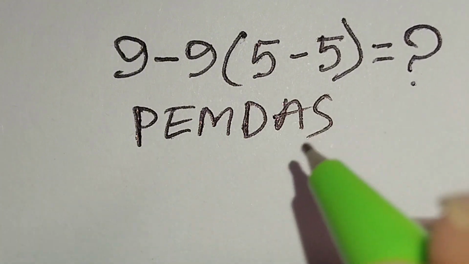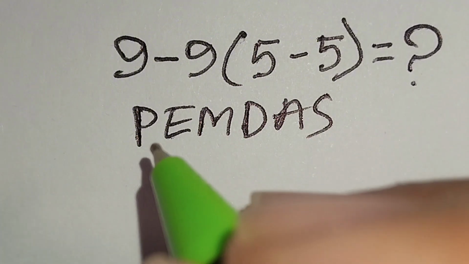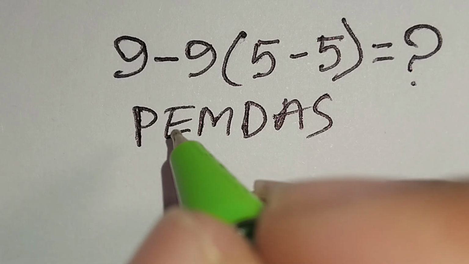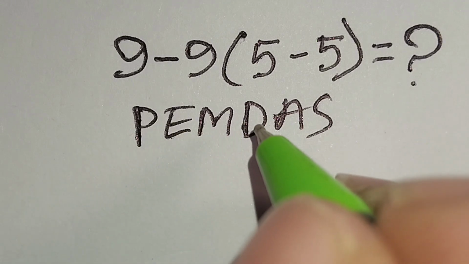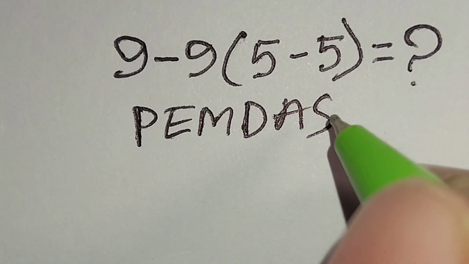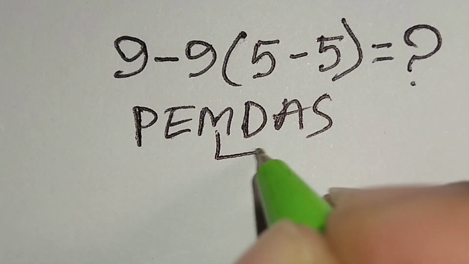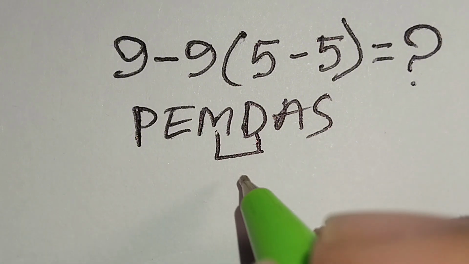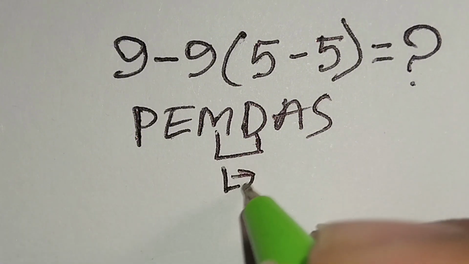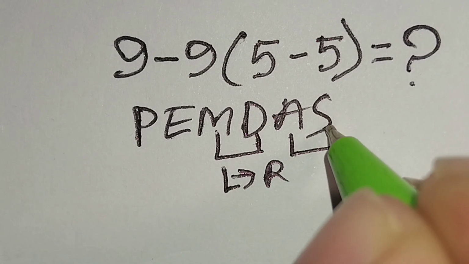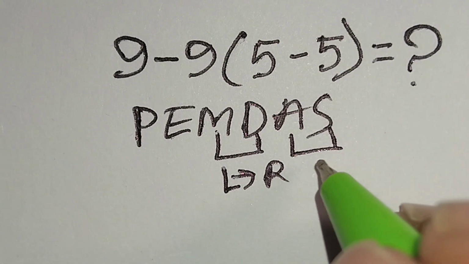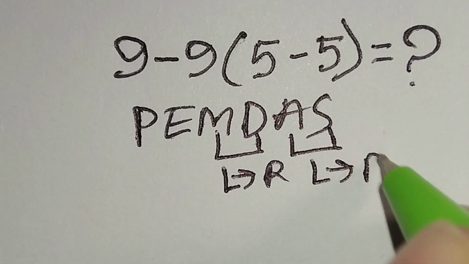PEMDAS. According to PEMDAS rule, at first we have to work with parentheses, then exponent, then multiplication or division, then addition or subtraction. Remember, multiplication and division have same priority. For this we have to work left to right, and addition and subtraction have same priority. For this we have to work left to right also.